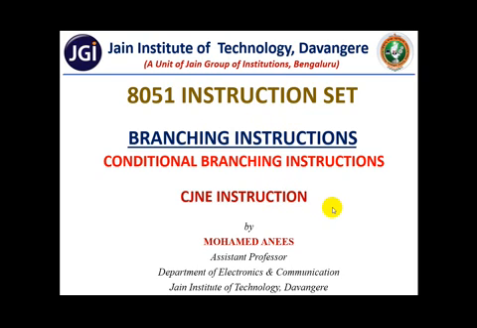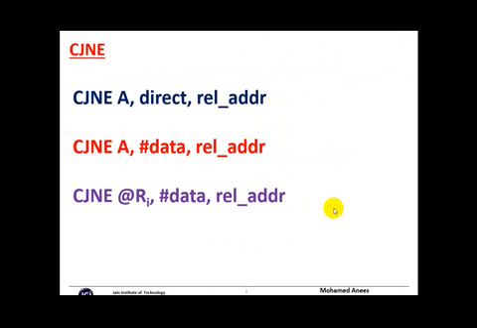In this video lecture, we shall discuss the compare jump not equal to instruction, which is a conditional branching instruction. We have three forms of it: CJNE A, direct, relative address; CJNE A, #immediate data, relative address; CJNE @Ri, #data, relative address. I shall be explaining the first one.